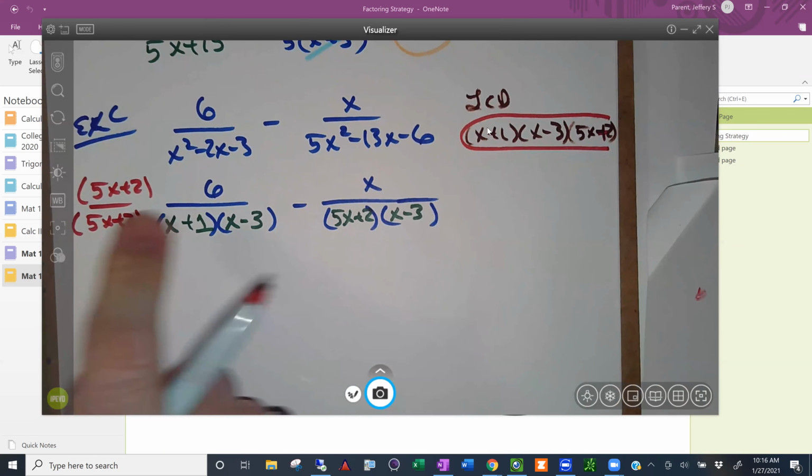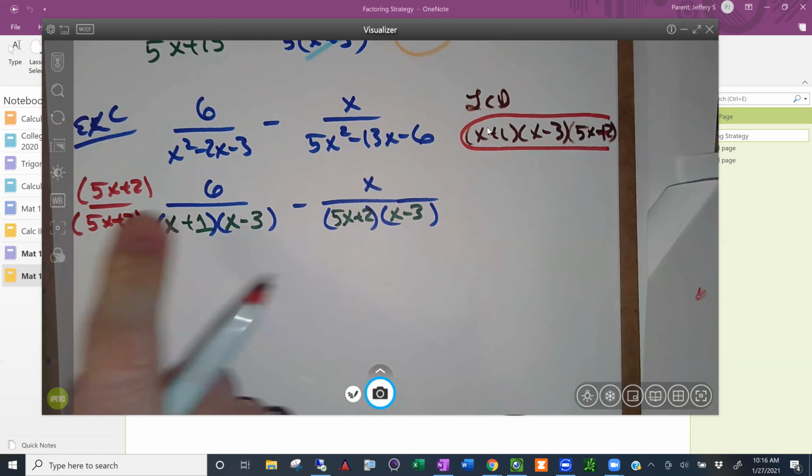So I saved myself some writing by just putting LCD instead of writing that all out. Not a big deal, but in the numerator, I distributed the x squared plus x. Here I distributed the 6. So I got both of those terms.